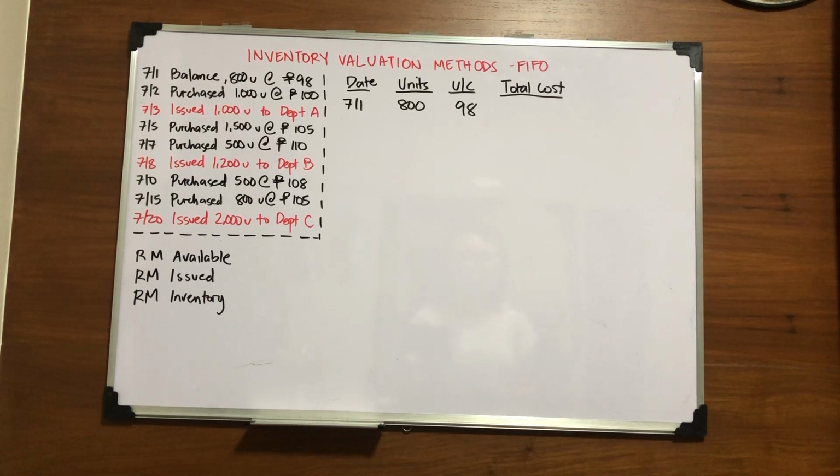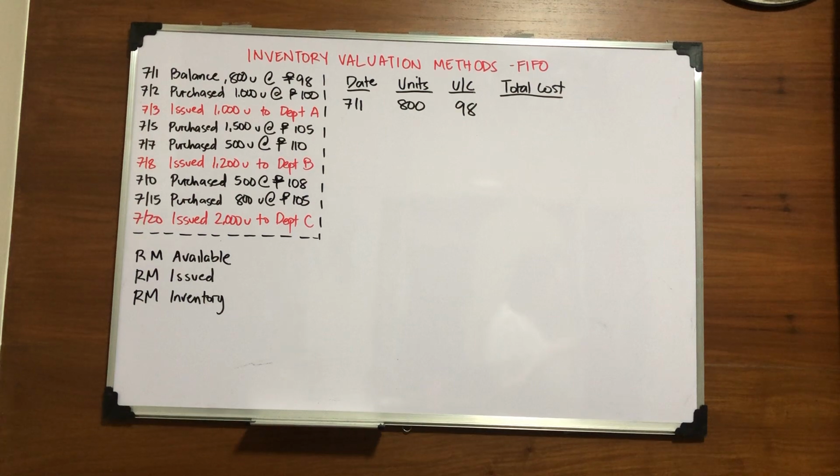So for your inventory valuation methods, you have your FIFO, or your first in, first out, and you have your average cost, which has three components: simple average, weighted average, and moving average. For this one first, let's solve this example for FIFO.